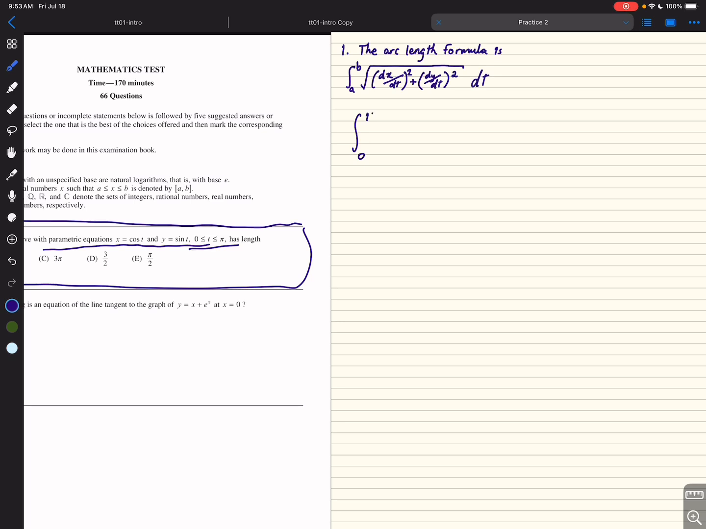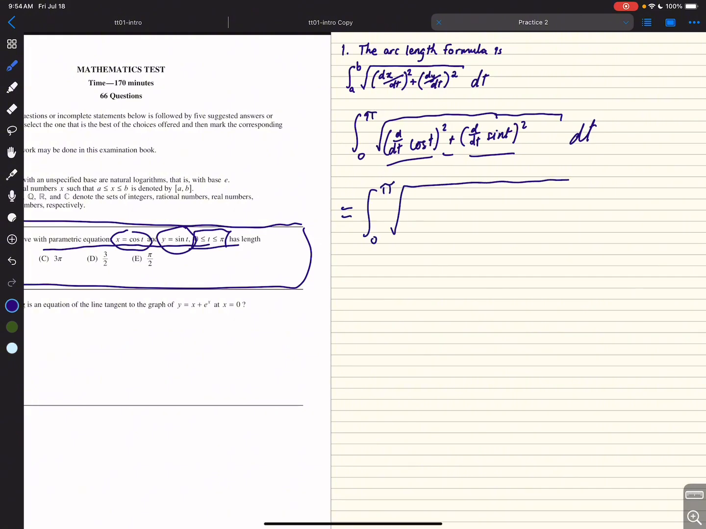So we would want to calculate the integral from 0 to pi. That's the integral from a to b, square root. So under the square root, the derivative of cosine, that is our x component, then squaring it, plus the derivative of sine t is our y component, squared, and we integrate this whole thing, computing these derivatives.